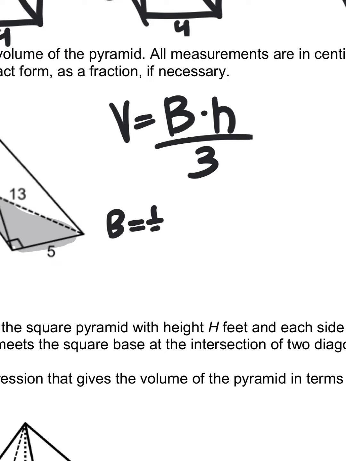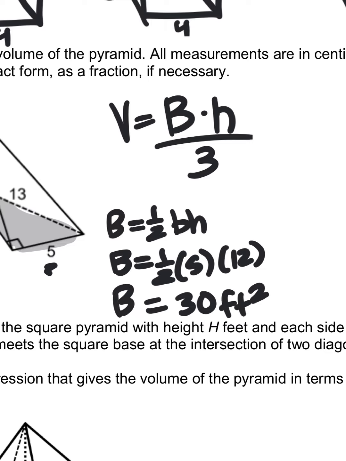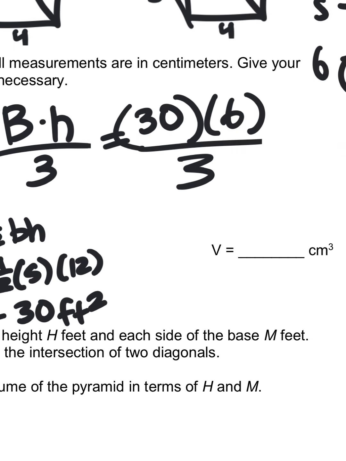and then I'm going to find it as 1/2 times base times height. So the area is going to be 1/2 times 5 times 12. So the area of this base looks like it's 30 feet squared. Okay, so now in my volume formula up here, I can substitute in 30 for the area of my base, and I can multiply that by my height of 6, because the height of this pyramid is 6, and then divide by 3, which I believe would give me 60 cubic centimeters.